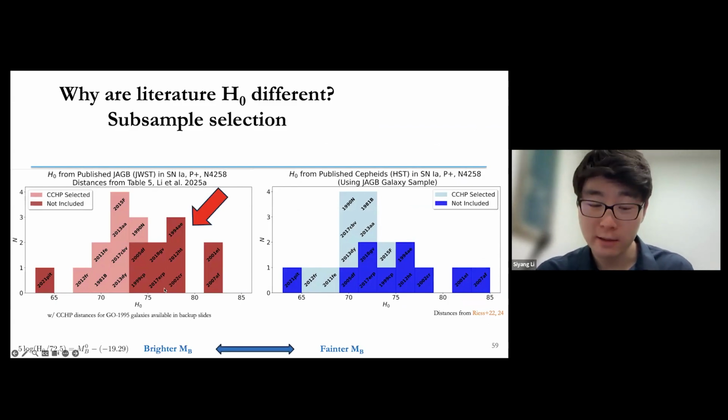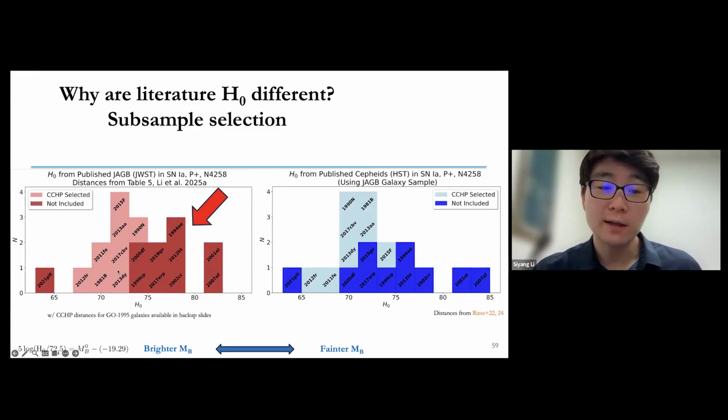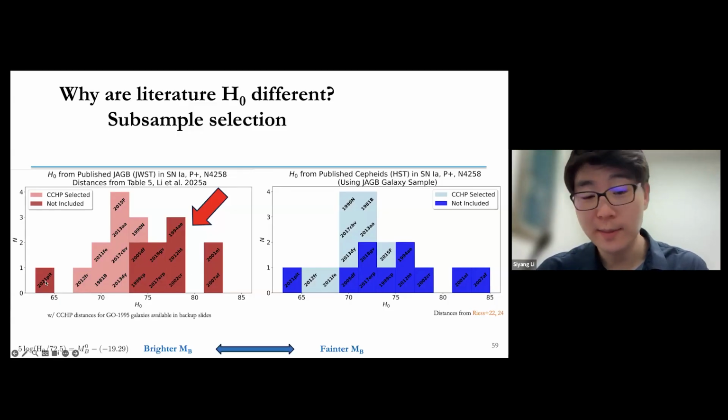So this is a similar histogram to what I showed before for the TRGB. You can see that if we look at the full sample size, there is this distribution that spans low H0, high H0s. If you select a subsample, for instance, from what CCHP used, you get a lower H0. If you look at the Type Ia supernovae not included in their sample, you get a higher H0. So if you include the full sample, you'd expect to get something a little smaller.